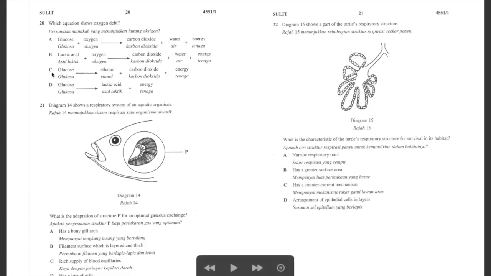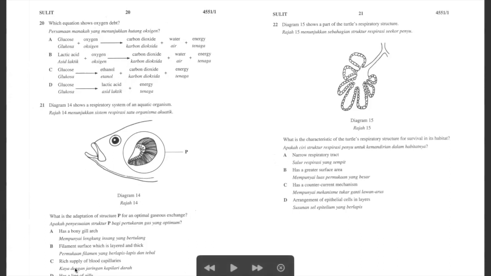Okay, so it's either C ataupun D. Okay, so sekarang ni yang mana yang betul? Selalunya oksigen debt ni berlaku dekat muscle. Okay, berlaku dekat kita punya muscle. So, muscle akan hasilkan etanol ke laktik? Mestilah lactic acid kan? Kalau etanol ni hanyalah untuk plant sahaja. So, jawapan ni adalah D. Okay guys, so number 21. Okay, ni apa ni? What is adaptation of P for optimum gases exchange? So, 21, the answer is C.